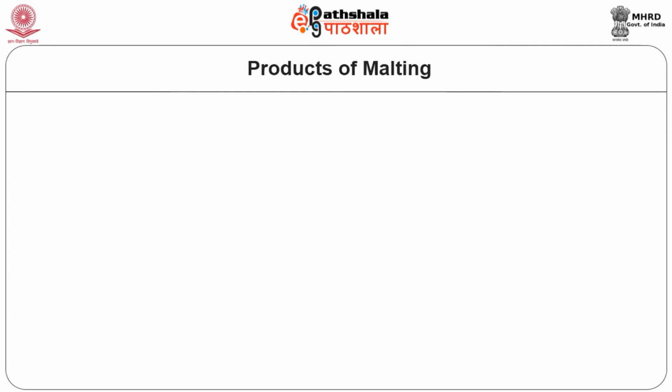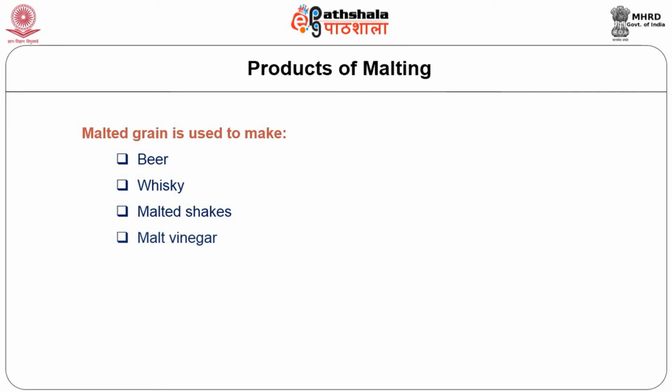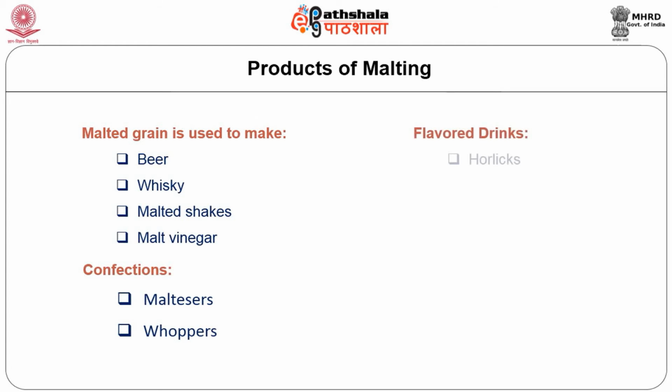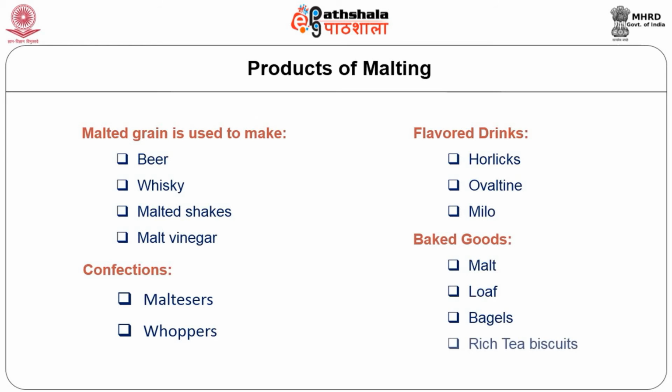What are the different products of malting? So, what are the different food products that you can make? The malted grain is used to make beer, whiskey, malted milkshakes, malt vinegar, confections such as Maltesers, Whoppers, flavored drinks such as Horlicks, Ovaltine, Milo, ragi malt is also available here, and some baked goods such as malt loaf, bagels, which is a western bread, and rich tea biscuits.